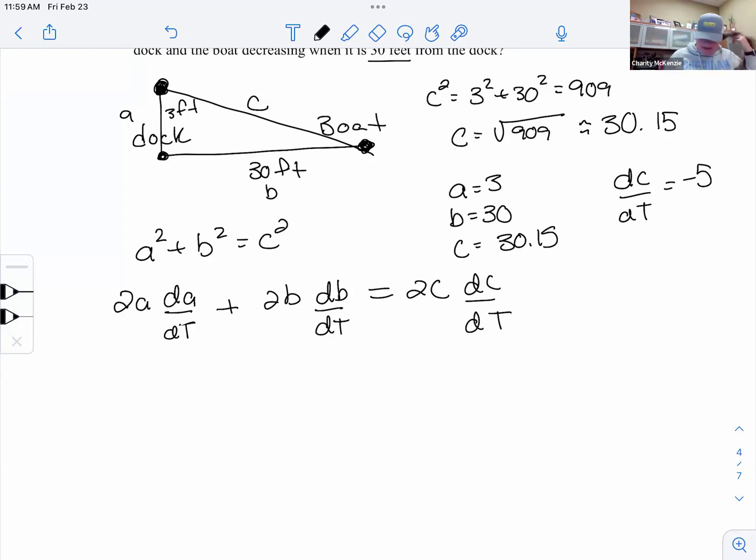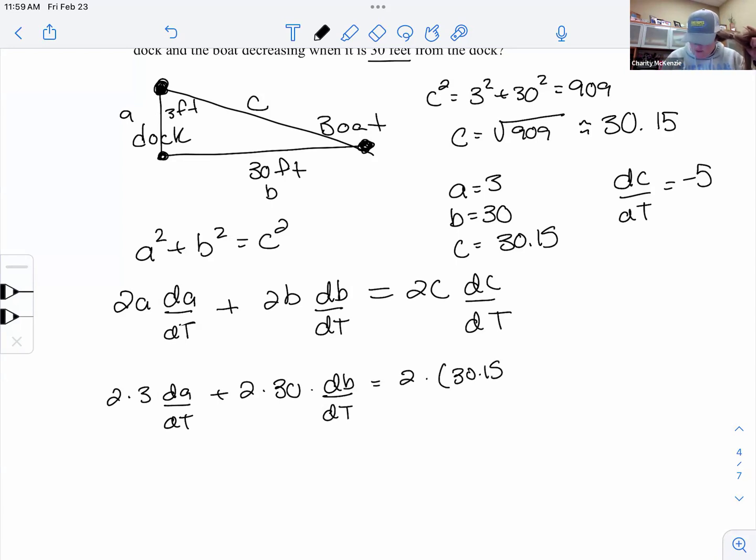So let's put those numbers in. So 2 times 3, I don't know dA/dt, plus 2 times 30 times, I don't know dB/dt, equals 2 times, I can use the 30.15 or the square root of 909. Sometimes it's better if you use the 909 so that you're not estimating inside of an estimation. And then this is times -5. Okay, let's simplify this and see what we have.